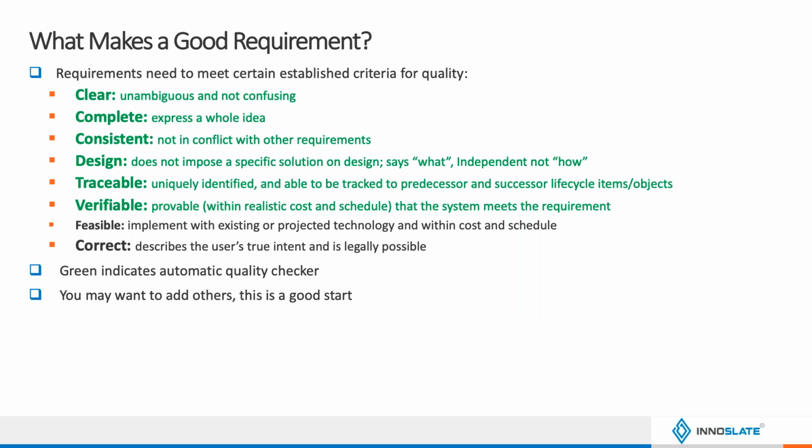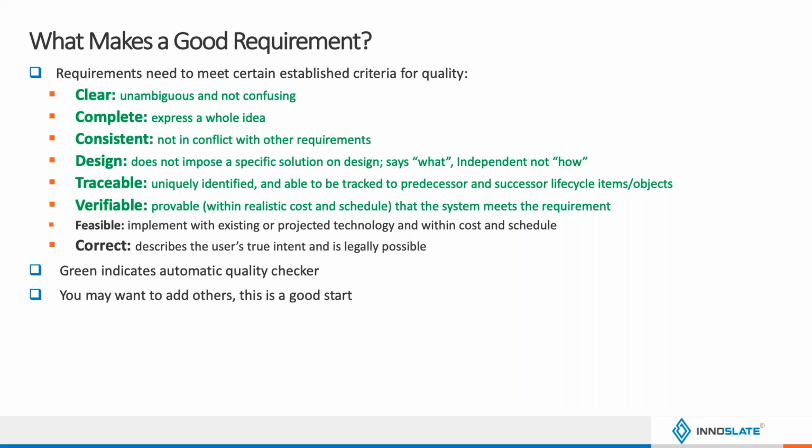So again, what makes a good requirement? Well, this is something that we've embedded in the tool for years. Requirements need to meet a certain established criteria for quality. Is it clear, complete, consistent, design, traceable, verifiable, feasible, or correct? Now, the ones that are in green are what the tool actually checks for as part of the requirements management and analysis part of the views in Innoslate. Feasible and correct are not utilized against the quality checking score.